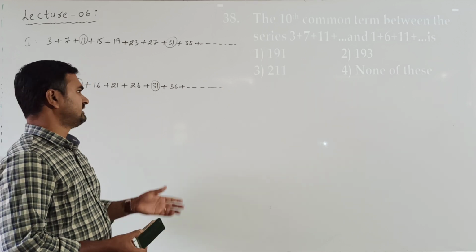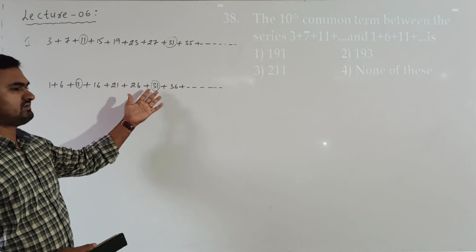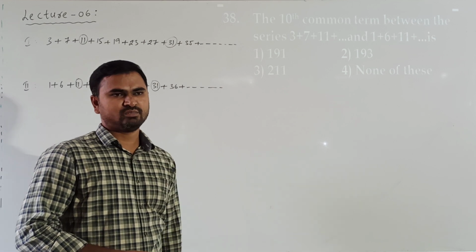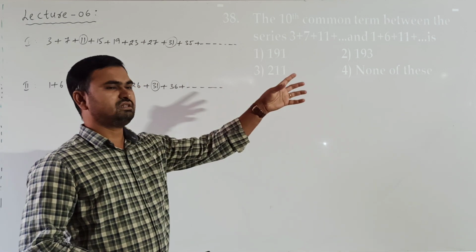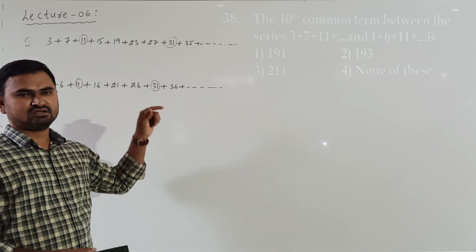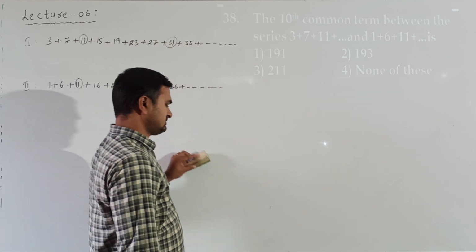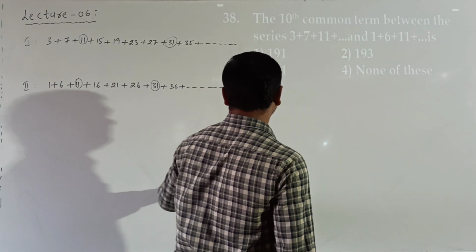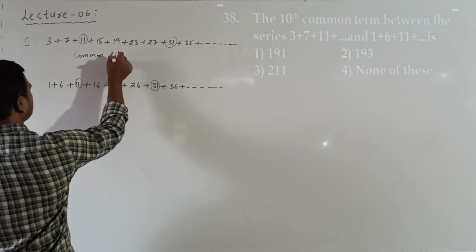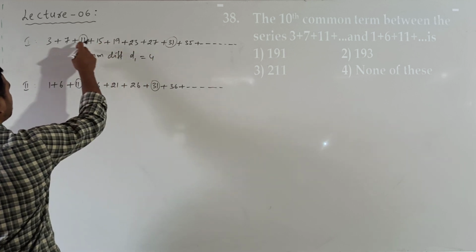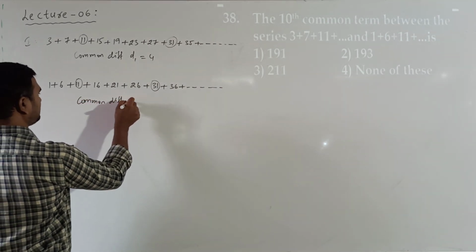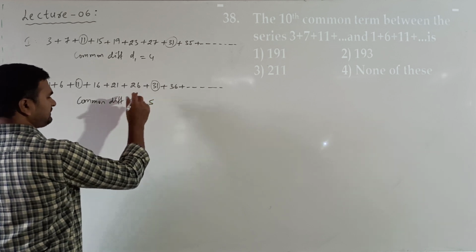In some cases, it is easy to find after writing some 6 or 7 terms, we find the second common term and the common difference. But in some cases, it will be lengthy to write all the terms and see what is the second common term. In that case, finding the common difference is difficult. So for that there is one formula. Observe here, what is the common difference for first progression? Suppose it is D1. Common difference is 4. Now common difference for second progression D2 is 5.